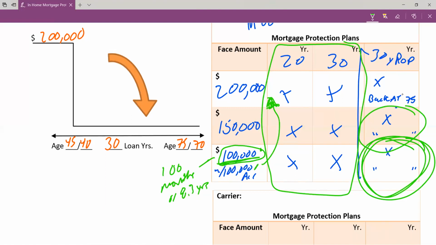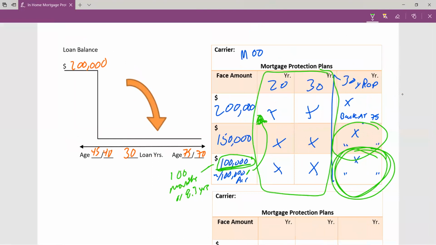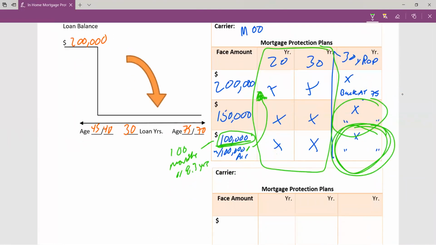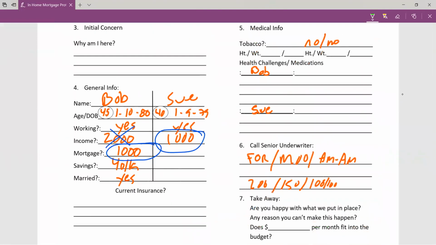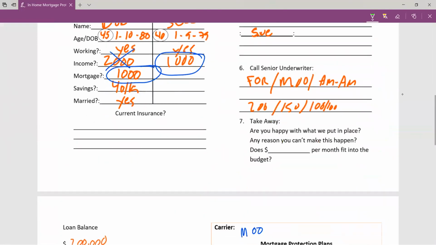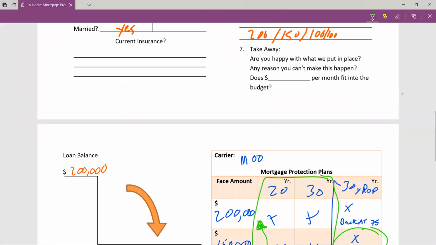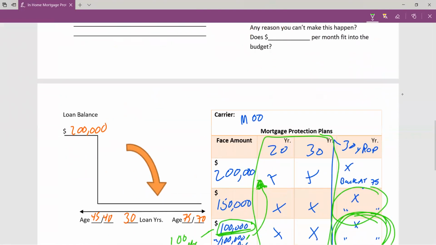So I think that's a good stopping point, just explaining how I get through, like I said, the middle section of the nuts and bolts, how to call in your upline manager or your senior underwriter to relay the information to them.